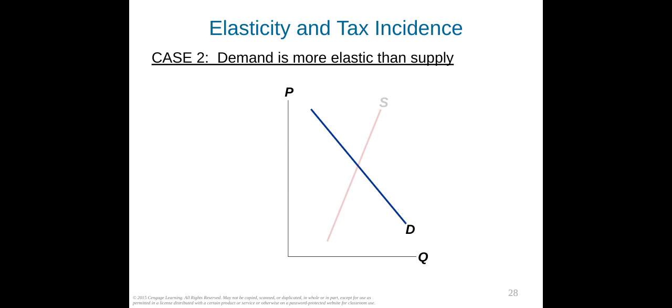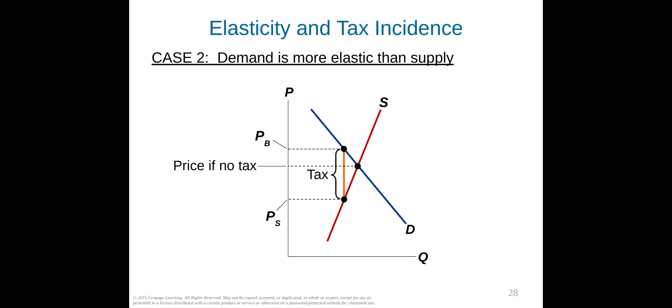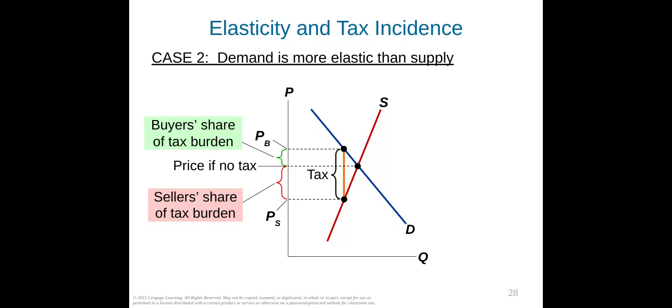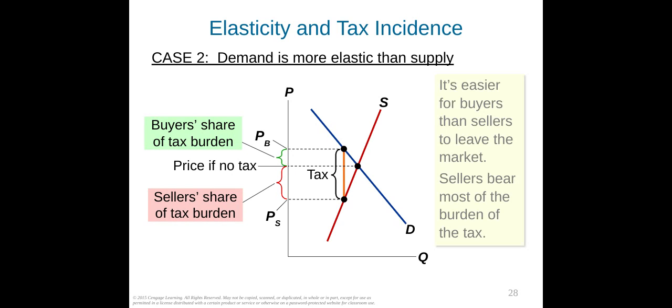So let's look at it the other way. Let's assume supply is super inelastic and demand is much more elastic. Look at it like this. Here's the price with no tax. And then all of a sudden we put the tax in. There's the price the buyers have to pay. This is the amount of money that the sellers are going to get. You can see the burden is way more on the sellers than it is on the buyers.